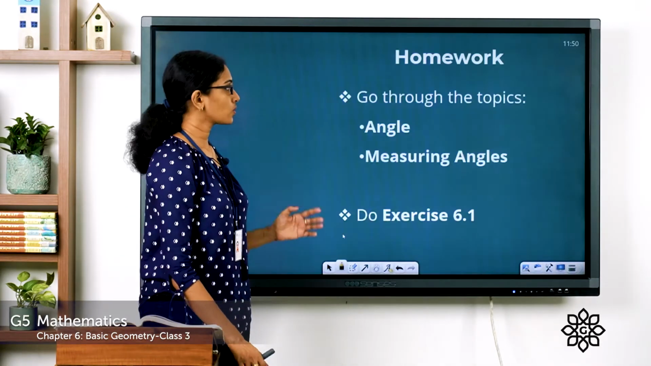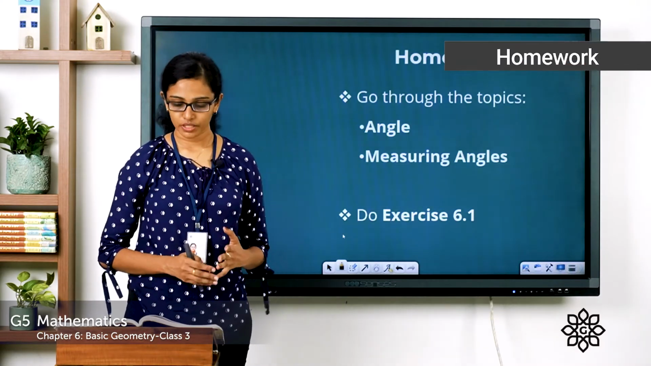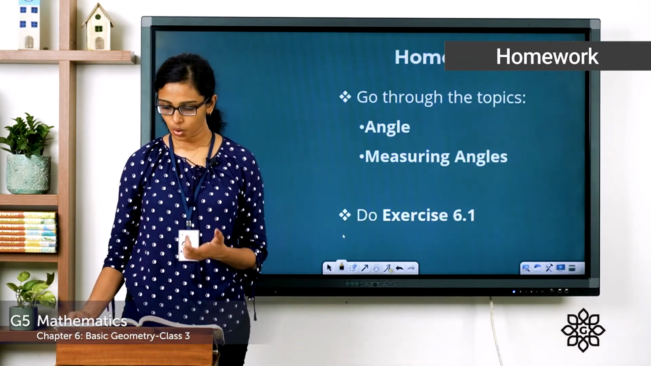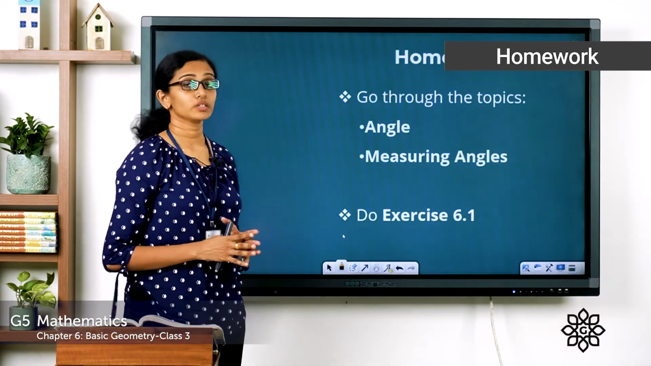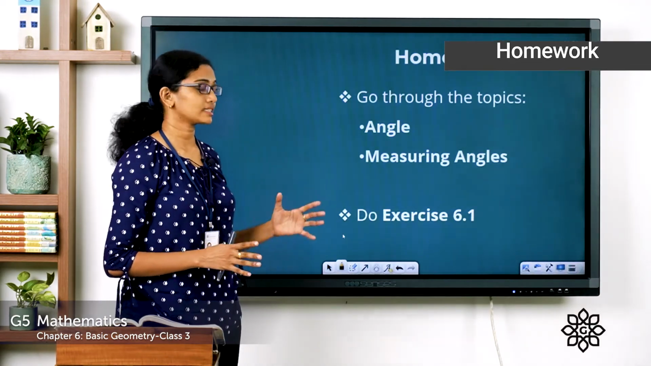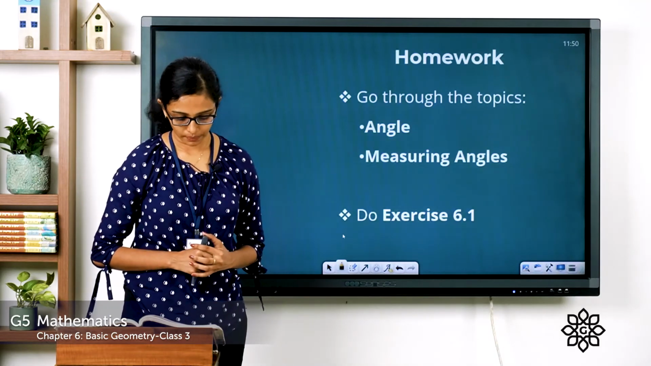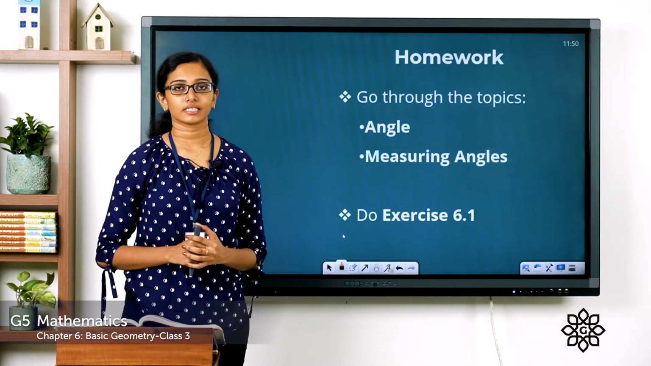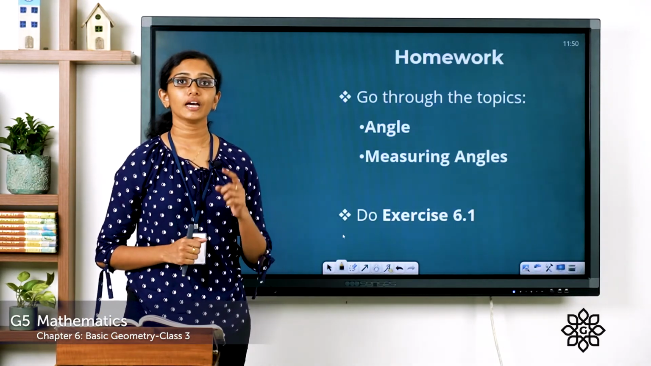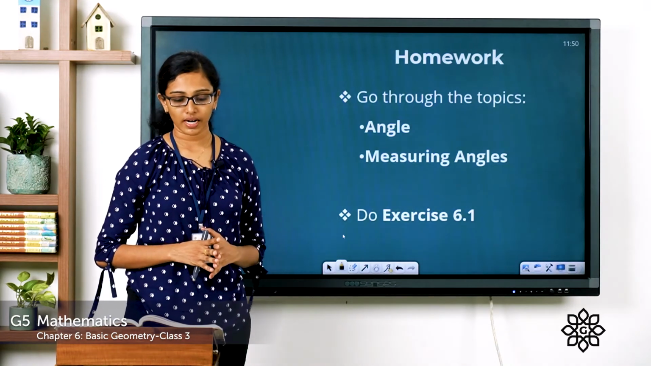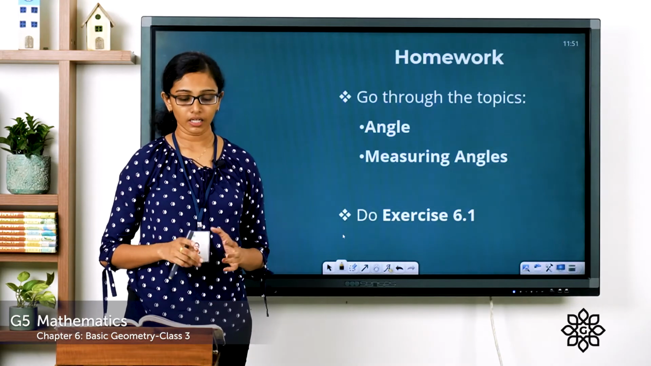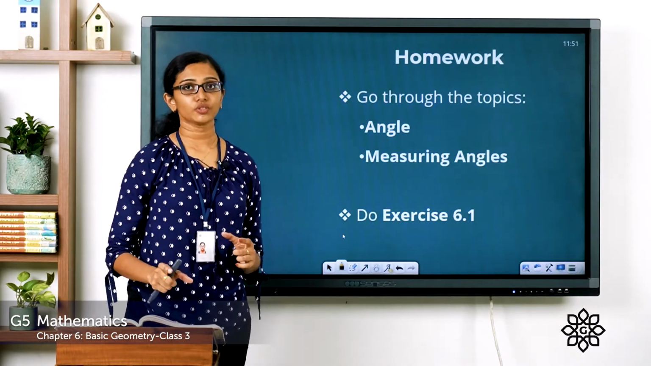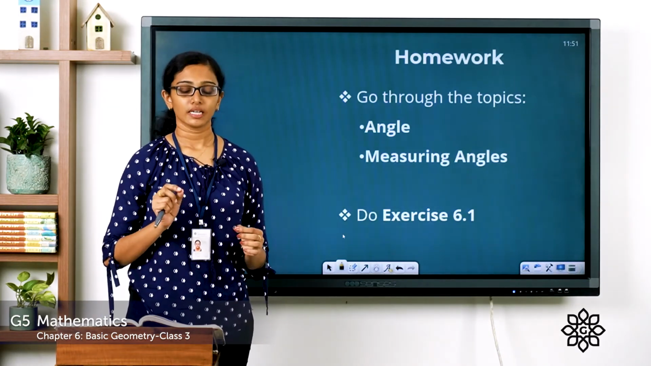Children, you can go through the topics angle and measuring angles on page number 105 once again, and then you have to do an exercise. Exercise 6.1, which is on page number 106. There are two questions given there. The first question is, use a protractor to find the measure of these angles. You are given a set of angles there. You have to use your protractor, measure each angle and write the measurement there itself.